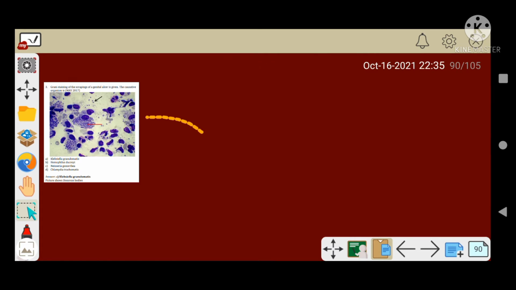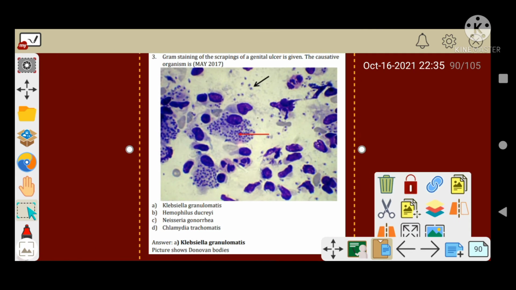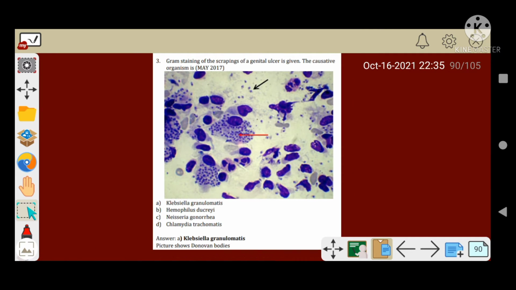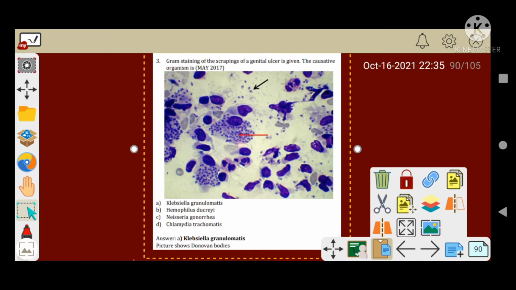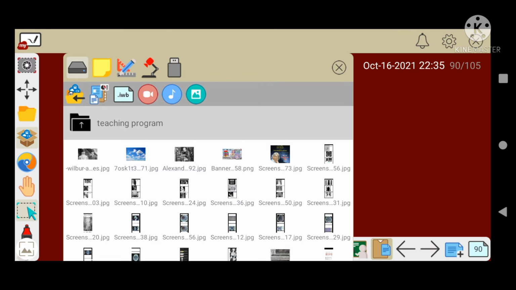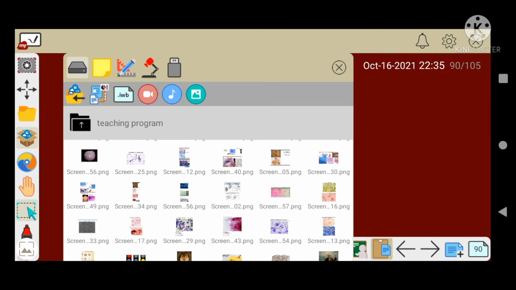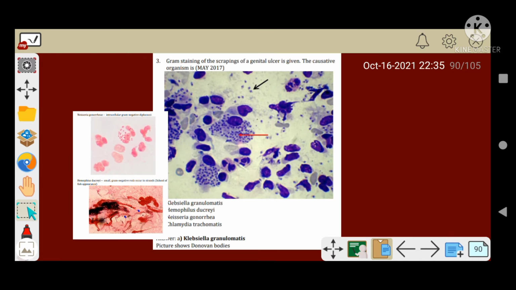Okay, what is this? Let's see. So this is your Donovan bodies of Klebsiella granulomatis. This one, Donovan bodies of Klebsiella granulomatis. We will discuss it in brief in the Derma section. This is mostly a Derma image, because I have not discussed this in your micro session, I will take it in Derma, don't worry.